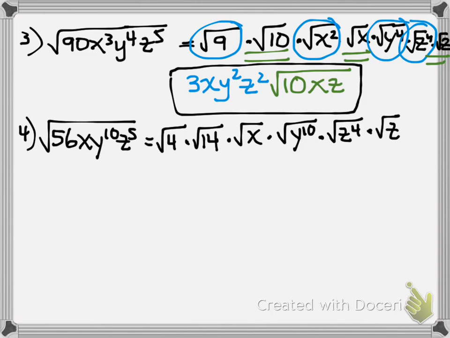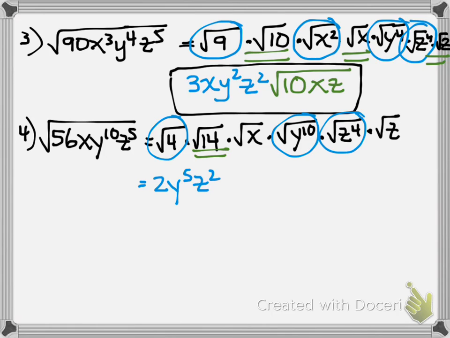So, again, I'm going to circle up all of my perfect squares, and I'm going to take their square roots. So the square root of 4 is 2. The square root of y to the 10th, half of 10 is 5, so I get y to the 5th. Z to the 4th, square root of that, half of 4 is 2, so I get z squared. And then I'm going to take all of the leftovers, and they can form their own little pity party. And they get 14xz. And that's the answer to that one.